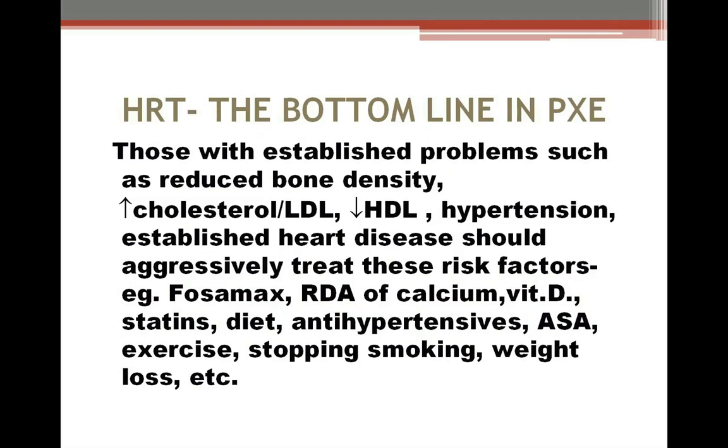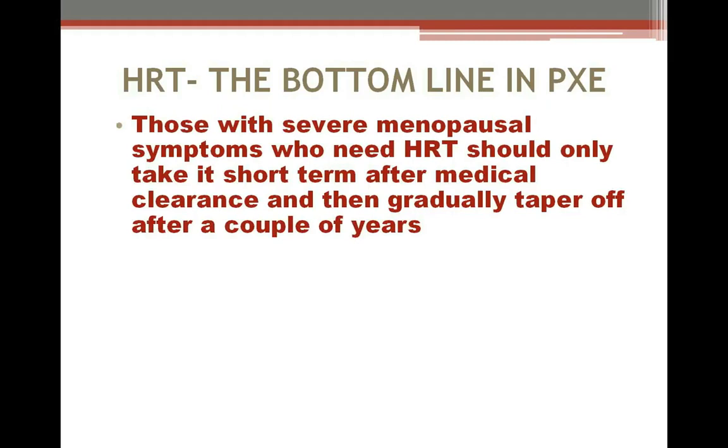Well, in general, those who have established problems such as reduced bone density, high bad cholesterol or low good cholesterol or high blood pressure or established heart disease should aggressively treat these risk factors. They can take Fosamax or one of the bisphosphonate drugs for the osteoporosis. They can make sure they're getting the recommended daily allowance of calcium and vitamin D. They can take statins for their hypercholesterolemia, be on appropriate diet therapy, take blood pressure medication, take aspirin if it's not contraindicated in PXE, and that's another issue which may contraindicate aspirin, exercise, stop smoking, lose weight, etc. Hormone replacement therapy is not a substitute for any of these things and probably less effective in any of these things.